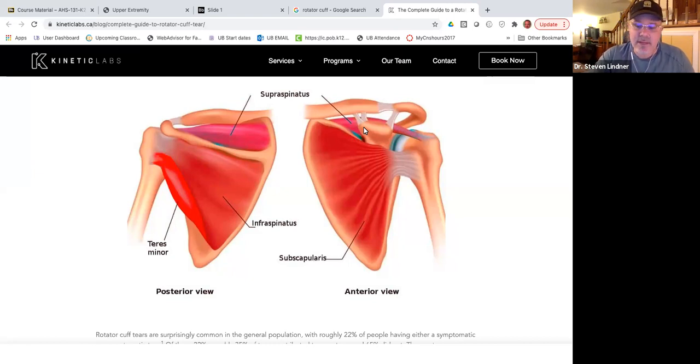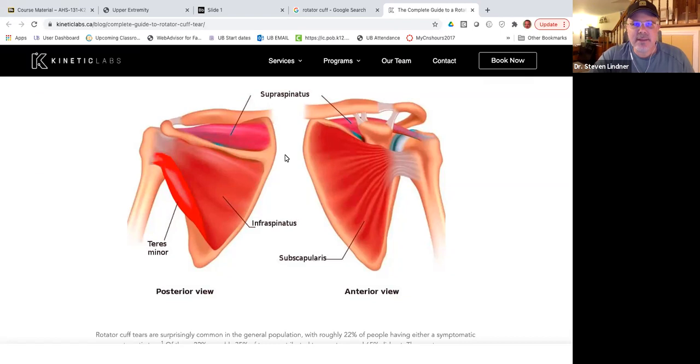I think we hear of a lot of rotator cuff injuries. We hear and have heard of people saying they tore their rotator cuff. We hear people say they had rotator cuff repair surgery. So, what is the rotator cuff? And I want to give you a little bit of information on that.